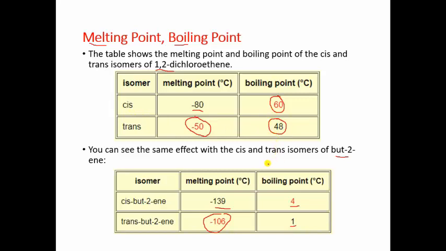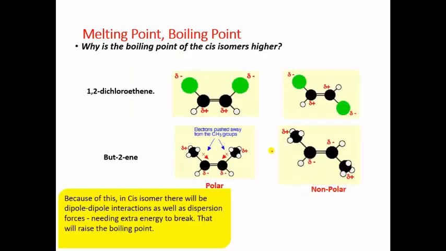Now the question is how these differences in boiling point and melting point occur in the two isomers. Let's see, by taking one example, why the boiling point of the cis isomer is higher. Similar to the previous topic, dipole moment, we learned Cl is an electron withdrawing group and CH3 group is electron releasing.